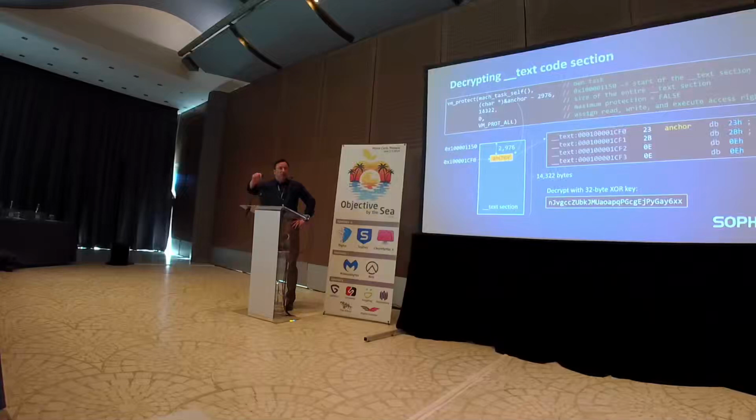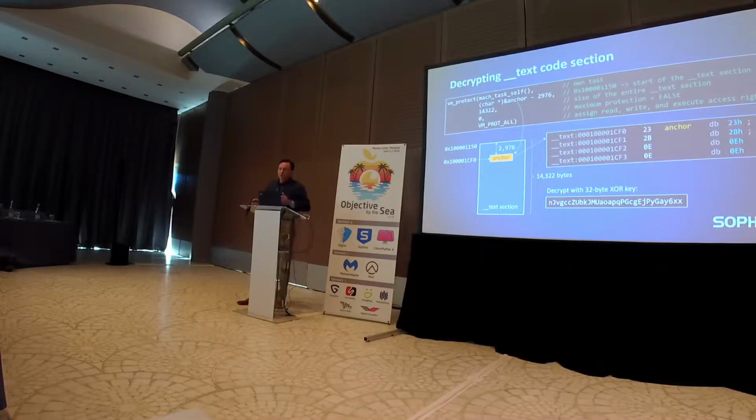So what it's doing, it's taking the address of that anchor minus the offset, which gives you the start of the section, followed by 14K, the size of the entire code section in the executable, and following with vmprot_all. That's the flag it wants to assign to its own code section. vmprot_all means a combination of 3 flags: read, write, and execute. Initially it has read and execute flags, but it also assigns itself write access. So it wants to get write access into its own code section.